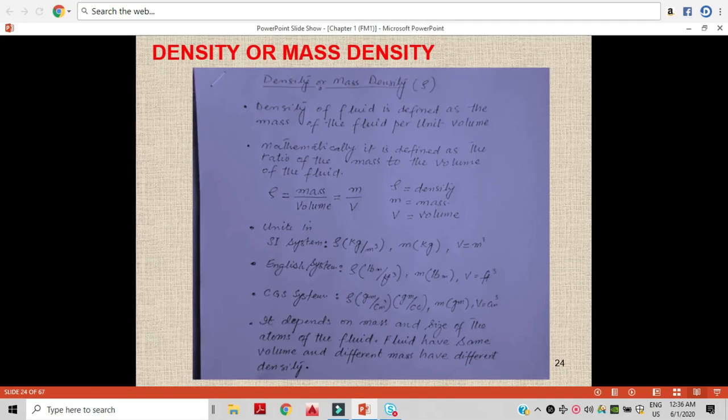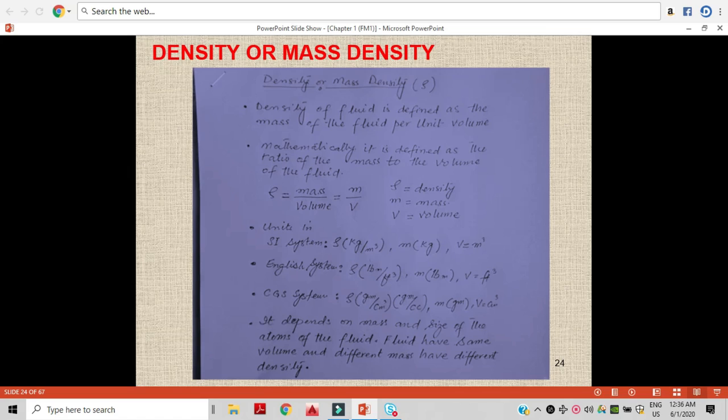So fluid properties are very important to understand. Without understanding the fluid properties, it would be very difficult to understand the behavior of fluid mechanics, and it will also be difficult to derive new empirical relationships without using the fluid properties. So let's begin. The first one is the fluid density.